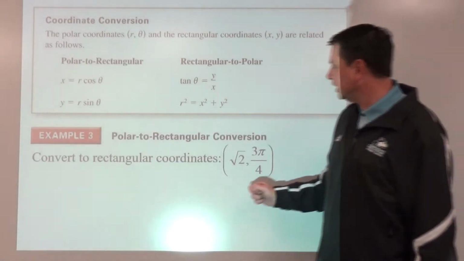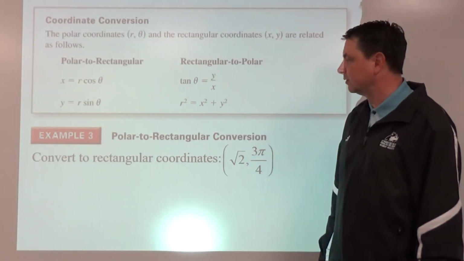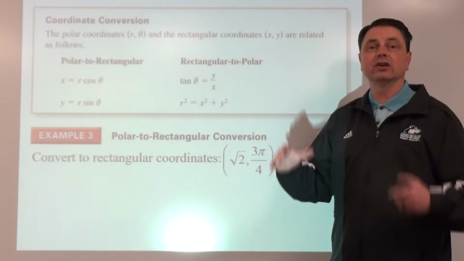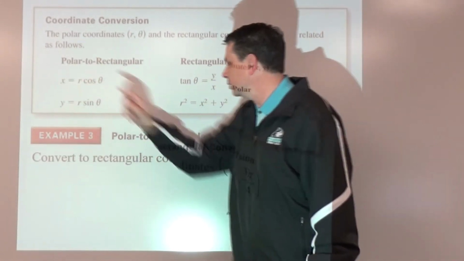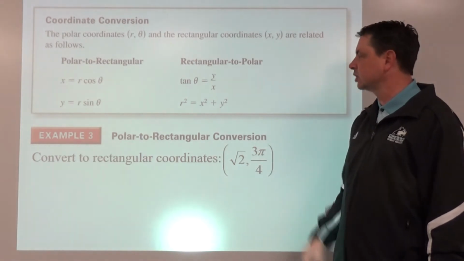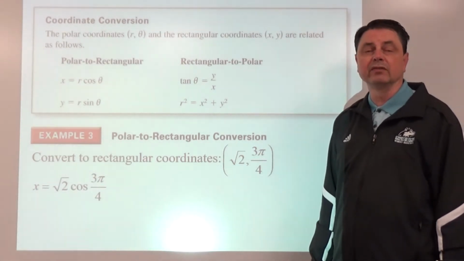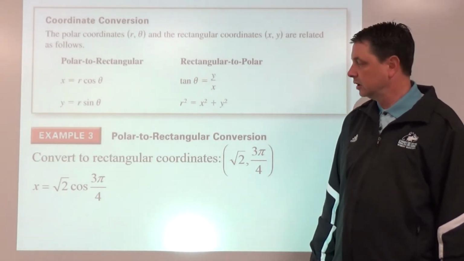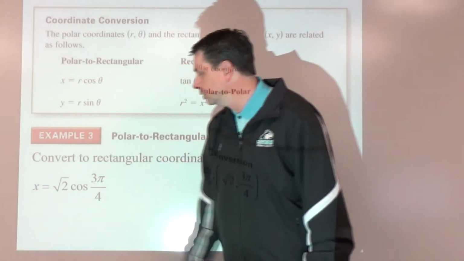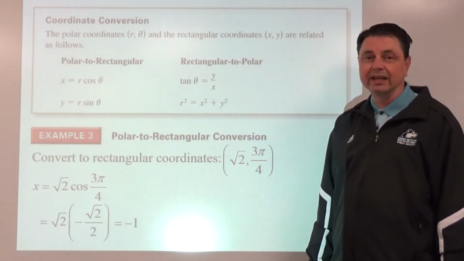Example number 3, we've got polar coordinates, root 2 comma 3 pi over 4. Find the rectangular coordinates x and y. X is going to be r times cosine theta. What's the cosine of 3 pi over 4? Negative root 2 over 2 multiplied by root 2, it's going to be negative 1.